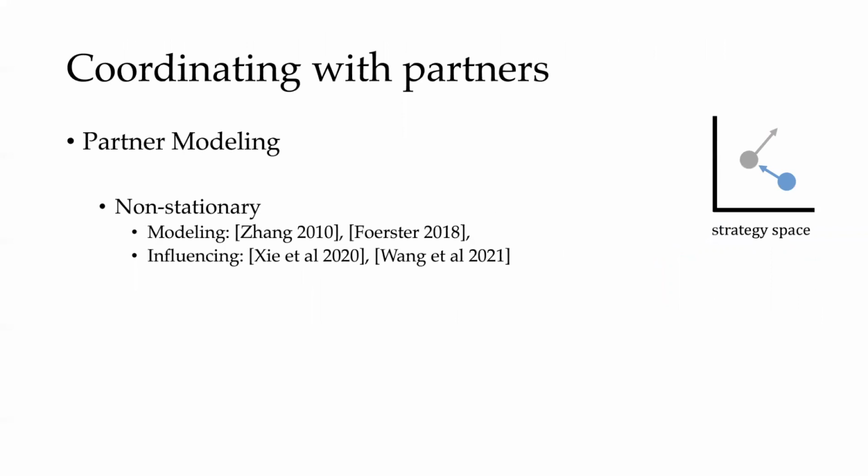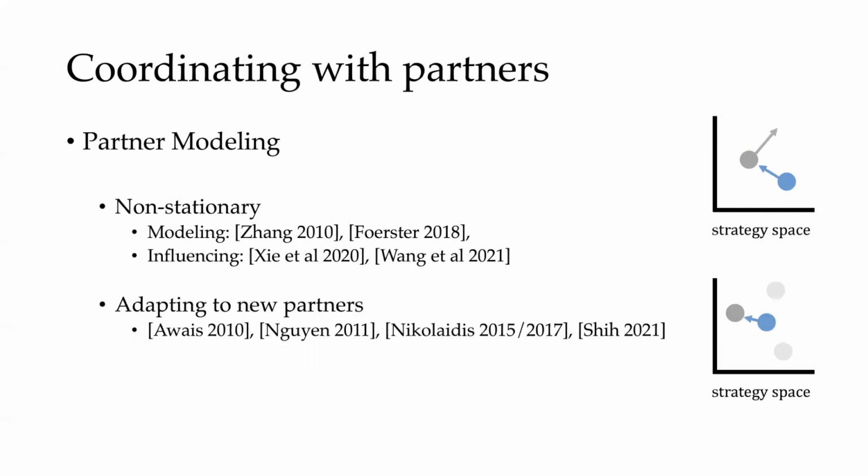So previous works have addressed different angles of this problem. In non-stationarity works, the partner may be changing their strategy based on our actions. Some methods aim to model how the partner changes, their so-called strategy dynamics. And other works even propose to use this knowledge to influence the partner towards good equilibrium. Works that are more similar to this one assume that the partner is stationary, but there are many partners we would like to work with. So we must figure out their strategy and adapt to them.